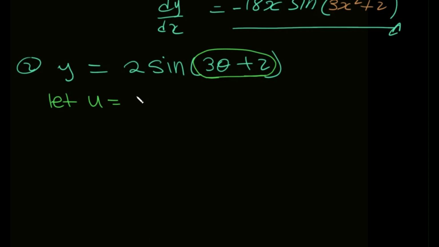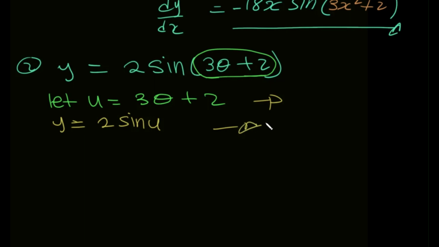So let u be equal to 3 theta plus 2. Okay, cool. So that function now becomes y is equal to 2 sine u. Okay. Now, what do we do? We differentiate the functions, but here's a catch. The variable is now no longer x, but is theta. So instead of du dx, we change that to du d theta.